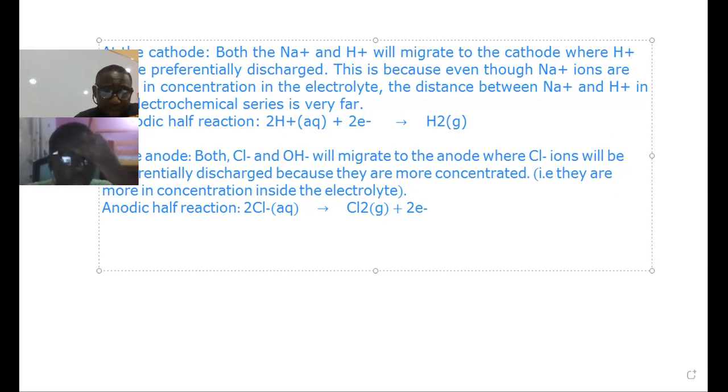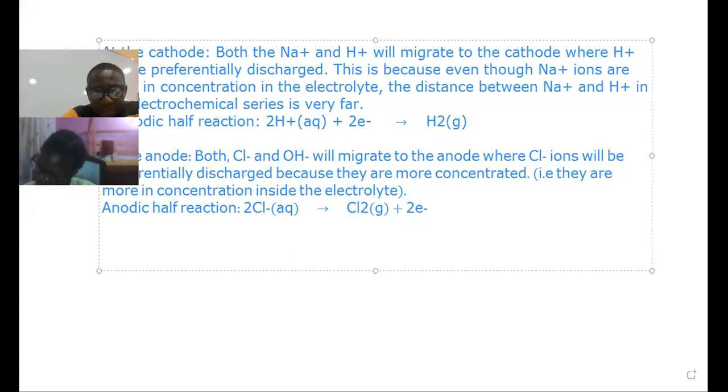And the next time we'll be looking at the effects of the nature of electrode. Okay, but before I leave you, I'm going to give you questions to solve. Number one question I want you to look at is: explain the electrolysis of acidified water.